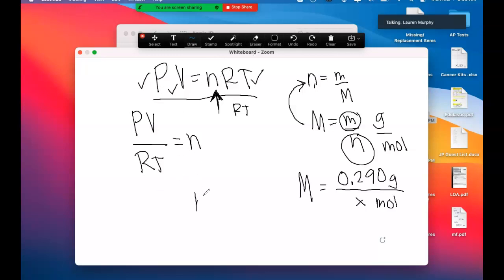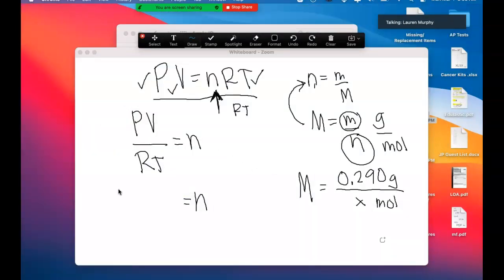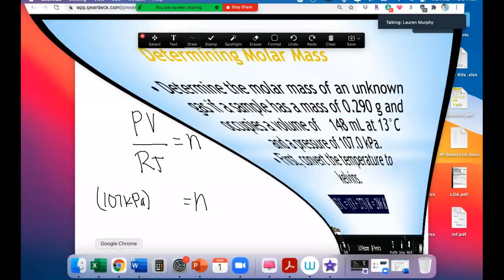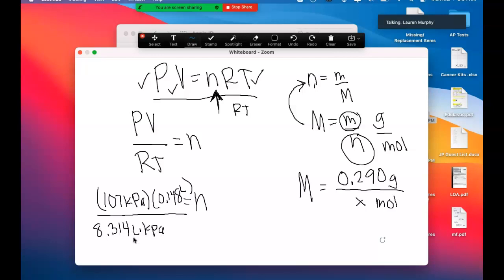Okay, so now we plug everything in. The pressure was, oops, I don't remember what the pressure was. 107 kilopascals. And the volume, remember they gave you in milliliters. You cannot leave it in milliliters. 148 milliliters, and there's 1,000 milliliters in a liter, so 0.148 liters divided by the gas law constant, which was 8.314 liter times kilopascal over mole times Kelvin. And then the temperature in Kelvin was 286 Kelvin.